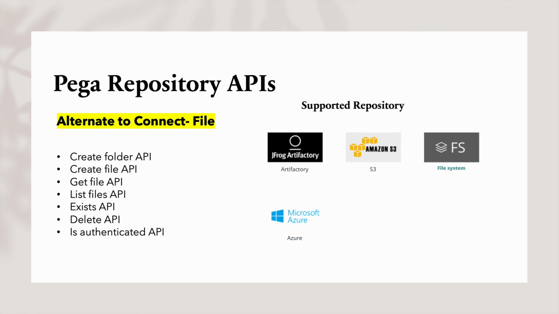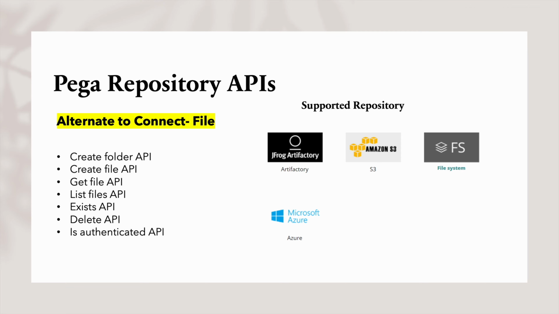Now Pega has given a list of APIs, which as a whole we call the Pega repository API. We have an API to create a folder, an API to create a file, then we can get the list of all files with the list files API, and an exists API to check whether the file exists or not. We can delete the file, and the is authenticated API tells us whether we have access to that folder or file system. Earlier connect file was just writing the file, and for the rest of the things we sometimes used to write our own Java code, but here Pega has given everything as an API.